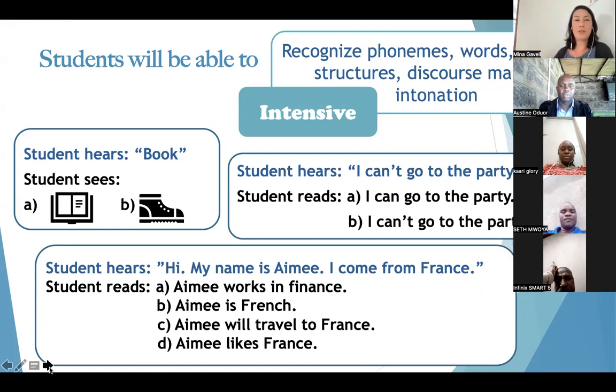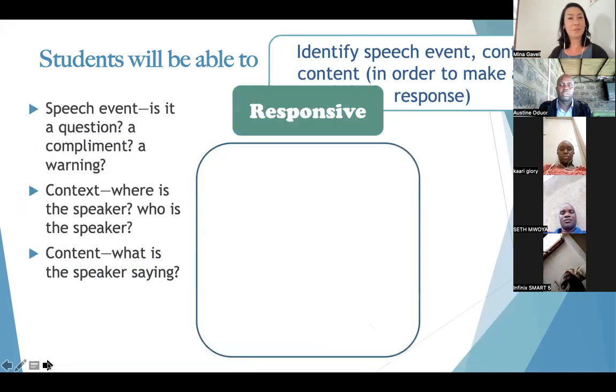These are all examples of intensive listening as a very basic type of listening. If learners can't do these basic things, they really can't do other higher level types of listening. But certainly this isn't the only thing that learners need to be able to do in order to listen effectively or successfully.